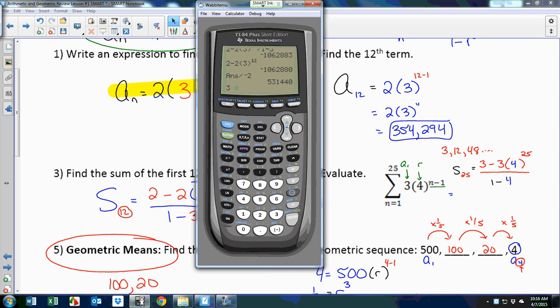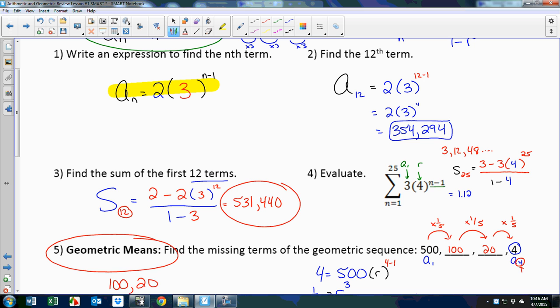3 minus 3 times 4 to the 25th power, enter. See, there's the e to the 15. This is a big answer, divided by 1 minus 4, a little mental math, divided by negative 3, is 1.2589. Let's get this on paper. 1.125899907 e to the 15. Well, that's a big number.